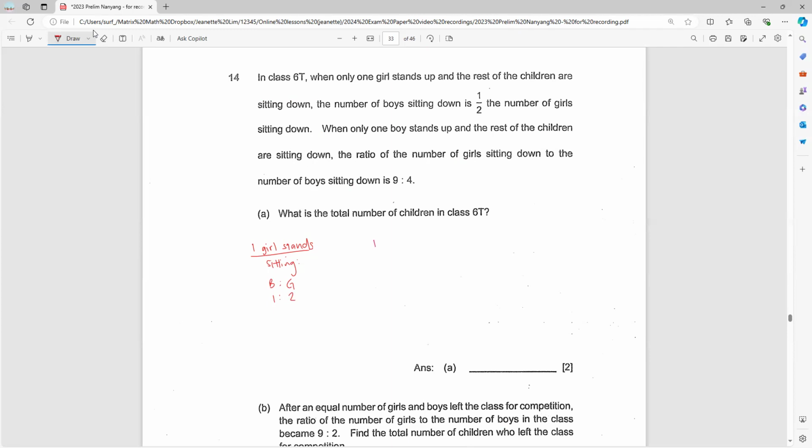Now, if one boy stands, then for those who are sitting, girls sitting to boys sitting is 9:4. So boys to girls will be 4:9.